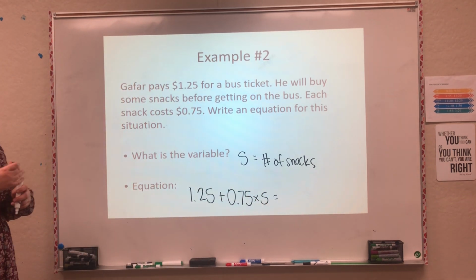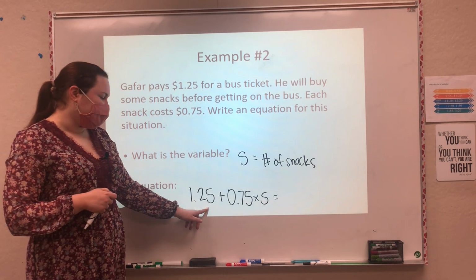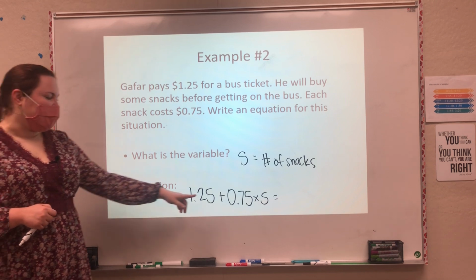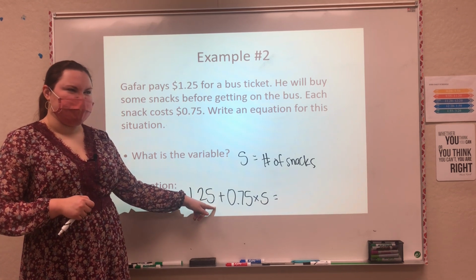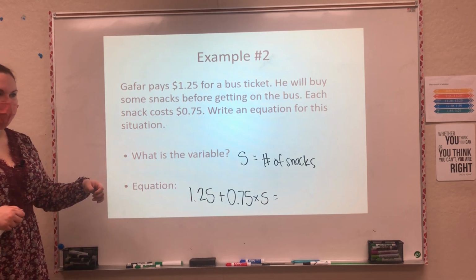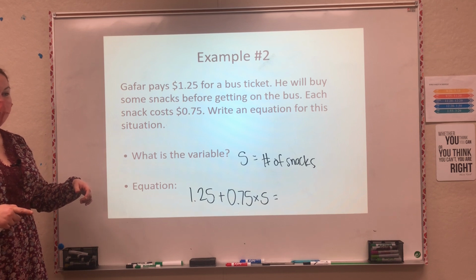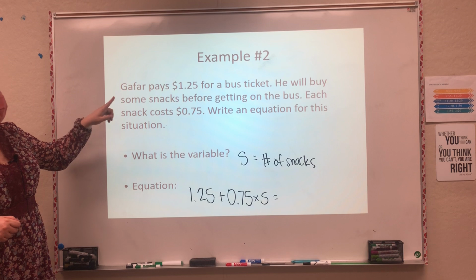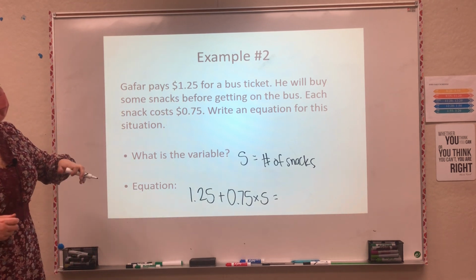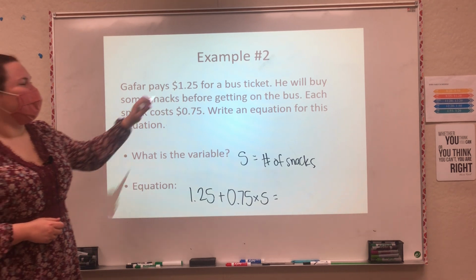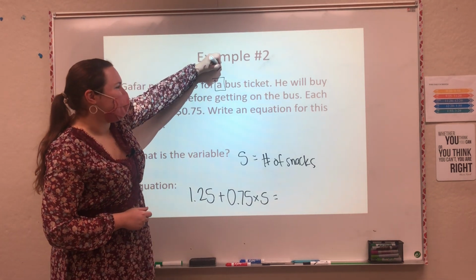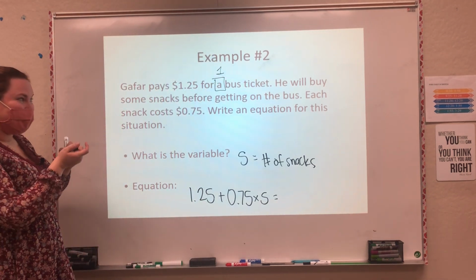So let's talk through some of the things you said. You said $1.25. I noticed you just got $1.25 by itself. Why isn't there a letter or a variable with it? They already give us the number of it. How do you know how many he's buying? The $1.25 is for a bus ticket. Yeah, Samantha's being the English teacher again. That means he's bought one. We know how many he's bought.